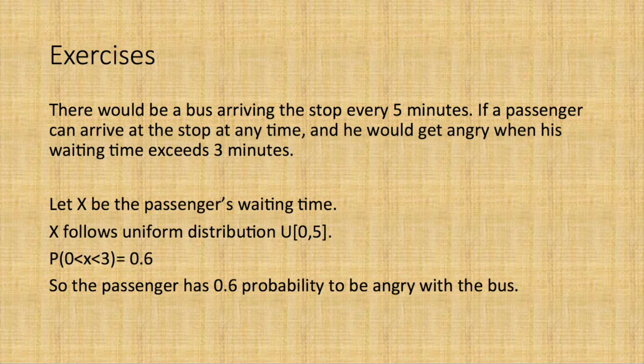The second example is about continuous variables. A bus arrives at the stop every 5 minutes. A passenger can arrive at the stop at any time, and he will get angry when his waiting time exceeds 3 minutes. The random variable here is the passenger's waiting time, and we can figure out the probability of X by the properties of uniform distributions.